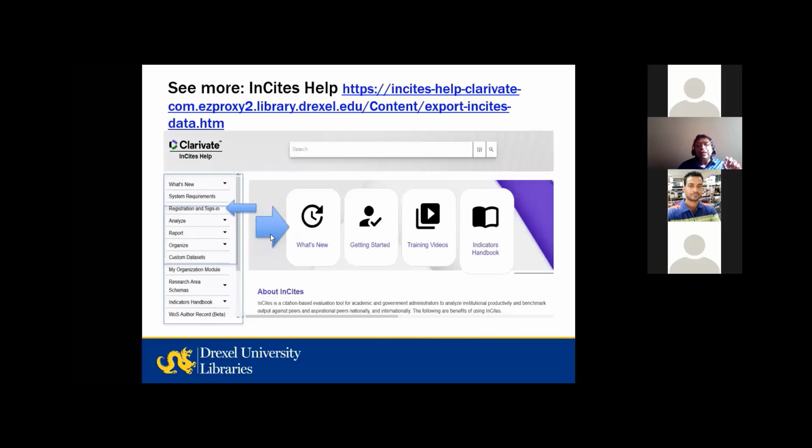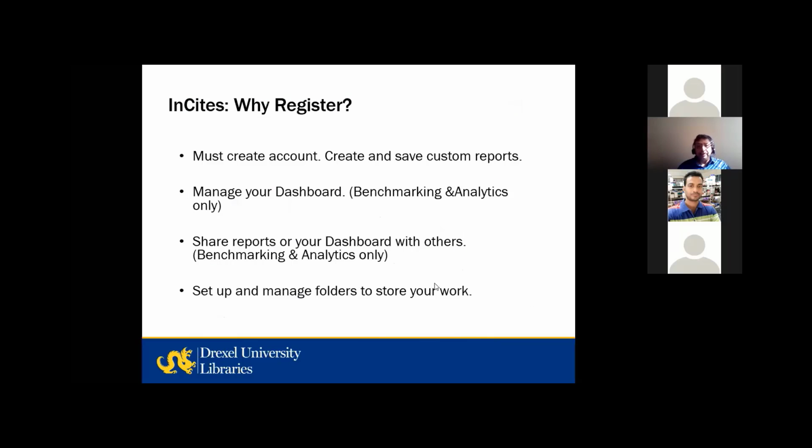I strongly recommend and suggest you go to Insights Help. This is the link where you can access Insights Help, or you can go to Insights and you will see the link to help on the top right corner. You can see all the different things that you can do with Insights. You have to click on this little arrow to learn more about analyze, report, different organizations, different research areas, and schemas. There's also a getting started page, a lot of training videos available, and an indicators handbook. Times cited and Web of Science documents are all indicators, and we're going to explore that a little later.